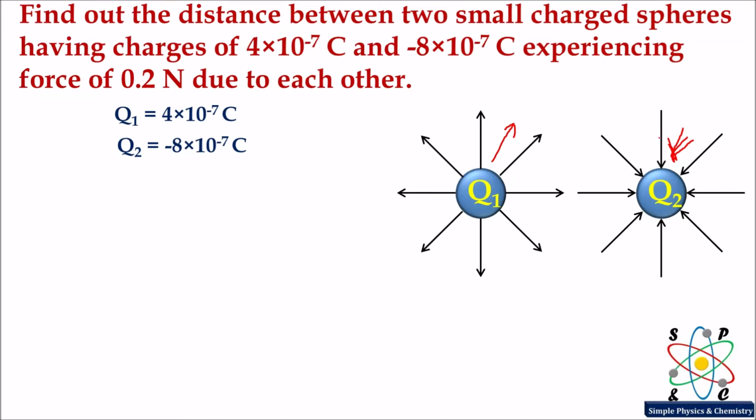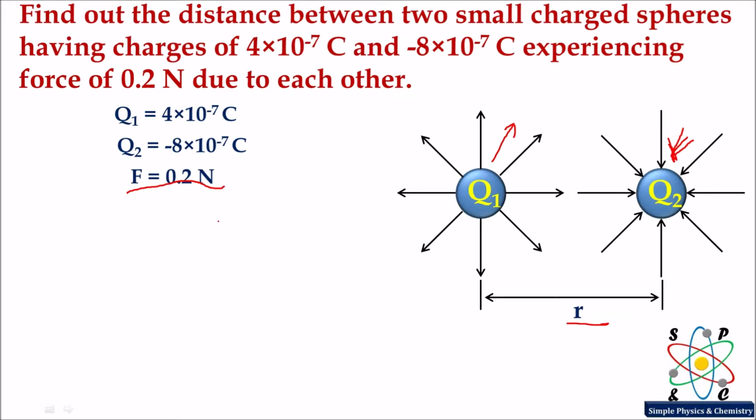If you put some positive charge here, it will be attracted along this line, and this is true only if this charge is here. If these two charges are here, then it will change. I will show that at the end of the calculation, because for simplicity I kept them like this. We don't know how far apart they are, but we will calculate that. Let's suppose the distance is r, and the force acting on them is 0.2 Newton.